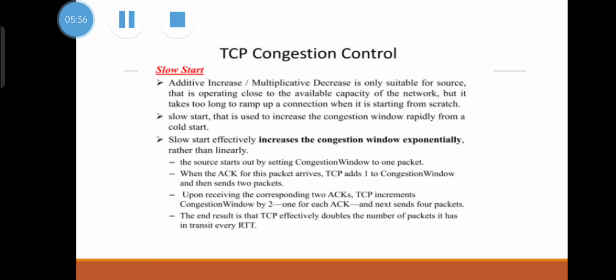When the source starts out, the congestion window is one packet. When the acknowledgement for this packet arrives, TCP adds 1 to the congestion window and sends 2 packets. Upon receiving the corresponding 2 acknowledgements, TCP increments the congestion window by 2. So likewise it keeps increasing each time, doubling the number of packets it transmits every RTT.